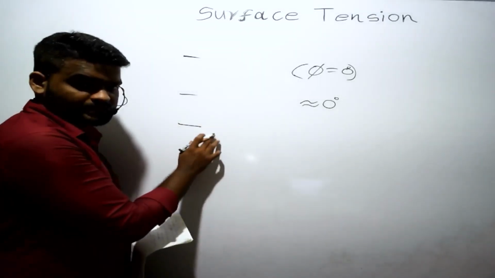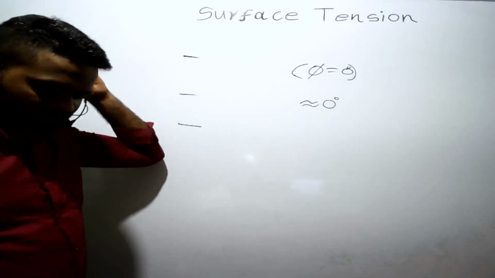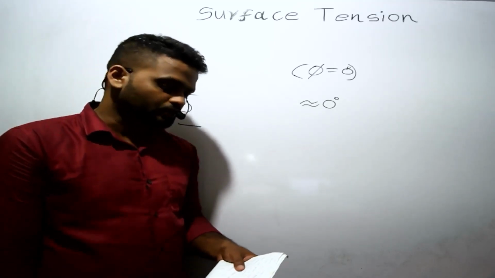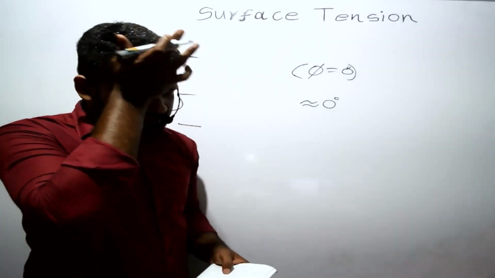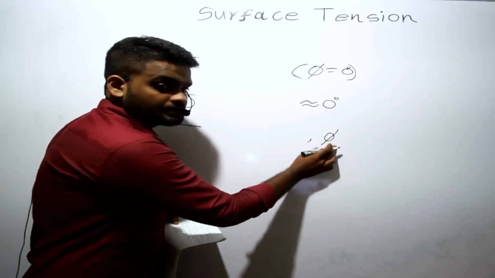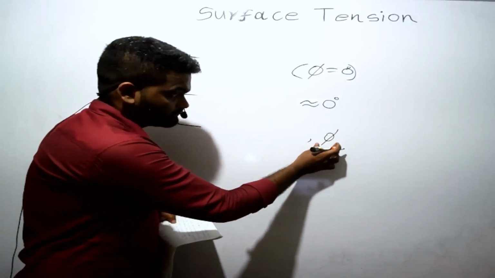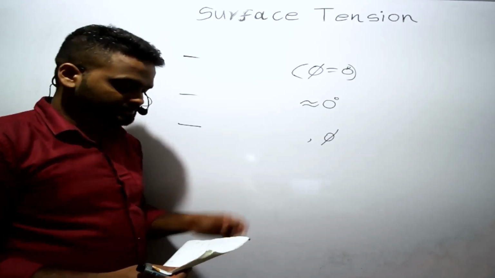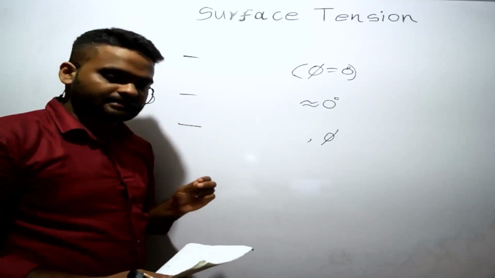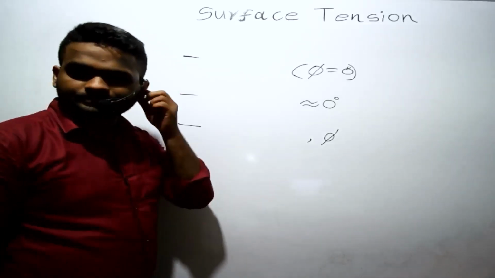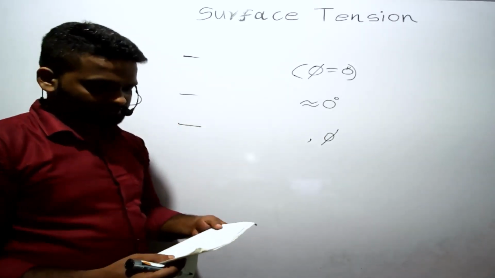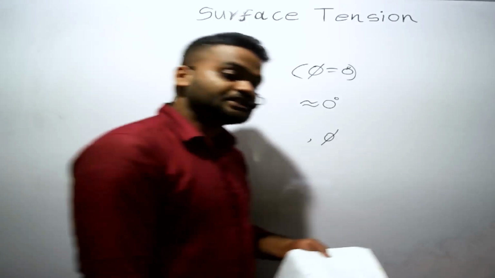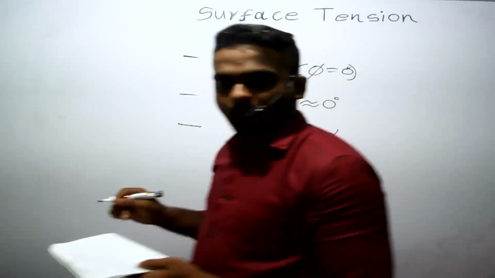Then another point below that. If adhesive forces are not that strong, this contact angle, use the symbol phi, becomes an acute angle, and the meniscus shape becomes concave. Okay.